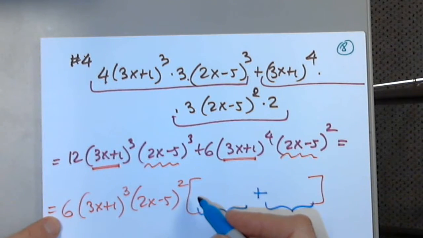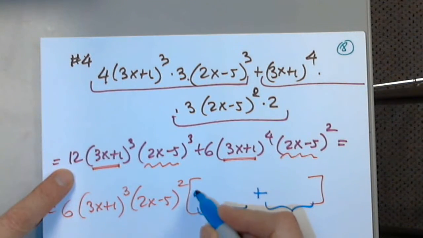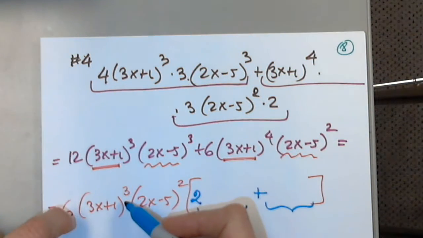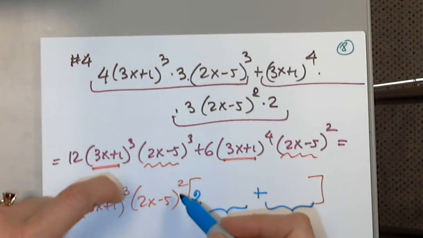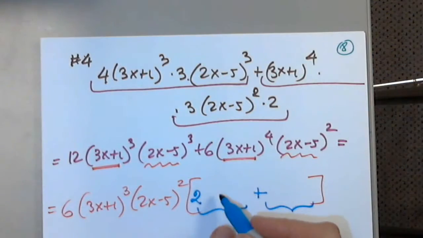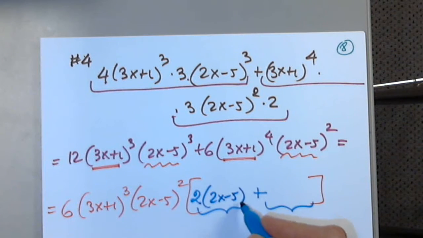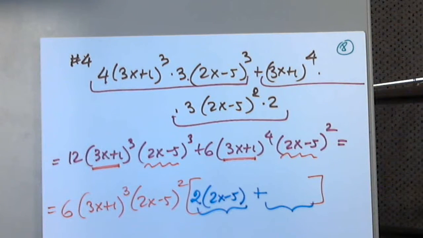From 12 I took a 6 out, so what is left? 2. These are completely out. 3, 3, correct? Now from these 3 I took out 2. What is still left in here? 1. One of those. So parentheses 2x minus 5. Perfect. What is left from the second term now?